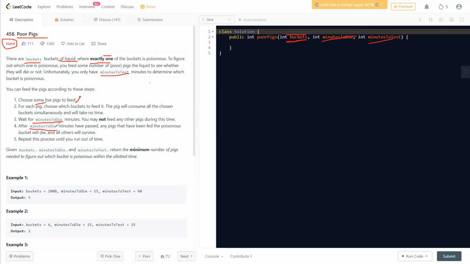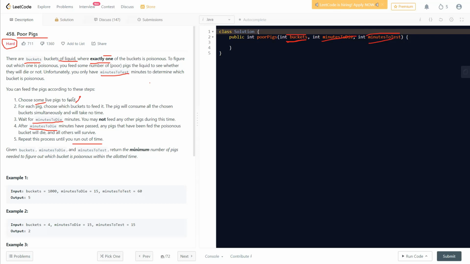And once a pig dies, you actually find out which one is the answer. So it says to repeat this process until you run out of time. Run out of time means the minutes to test is your time. Okay, so that's what the question is all about. We'll understand more deeply into this question.